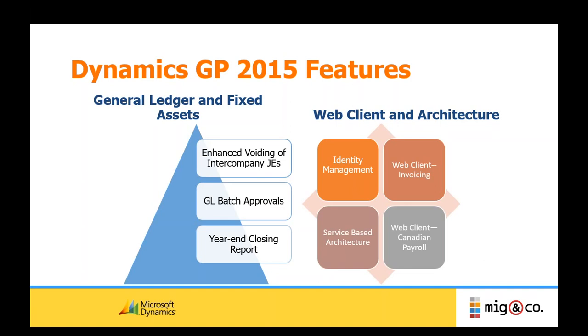Back to the web client and the architecture, we talked about that identity management. The web client, we've added invoicing functionality to that. We didn't have that in the first phases. And we've added Canadian payroll, if that is meaningful for anybody out there. And again, we already kind of talked about that service-based architecture, that ability to look at GP functionality across a number of devices.